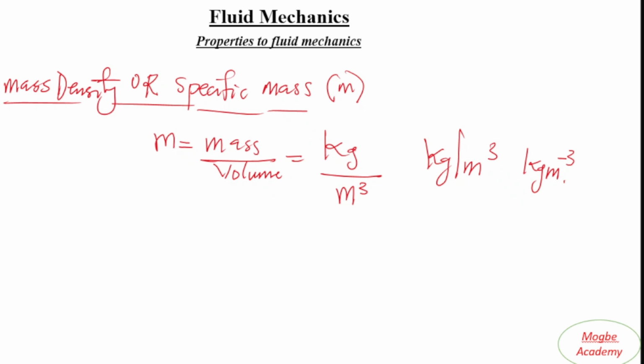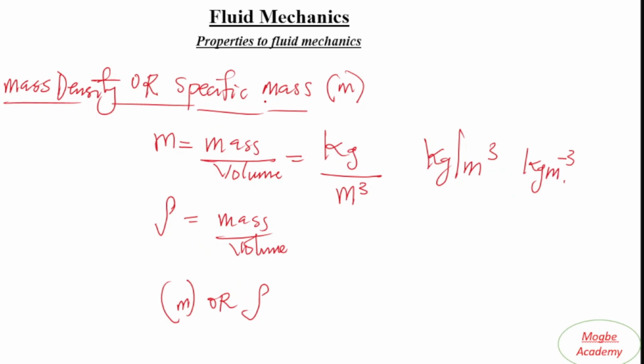Now remember, what we have here, mass over volume, is the same thing as density. From our elementary physics, we know that density is basically the product of mass over volume. So if density is mass over volume, we can represent mass density or specific mass with small letter m, or better still, we can use the symbol for density to represent specific mass. I'm just trying to explain this.